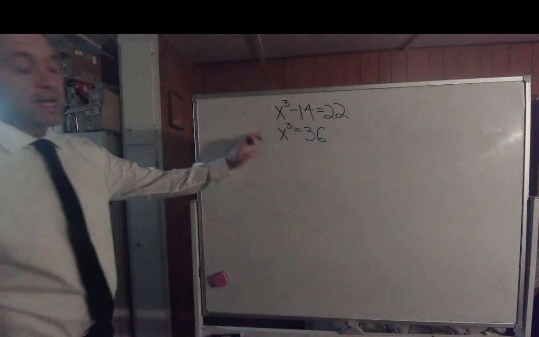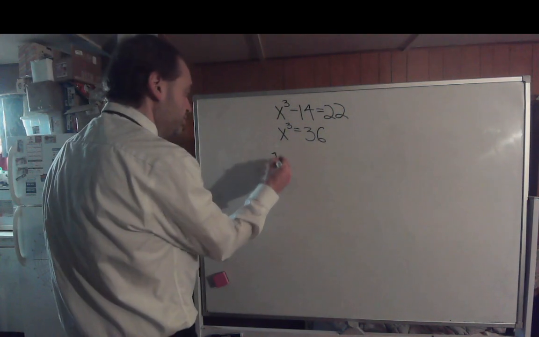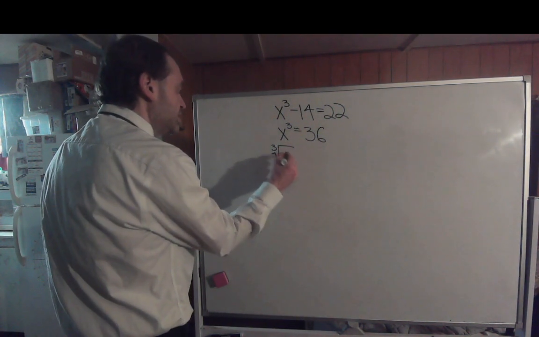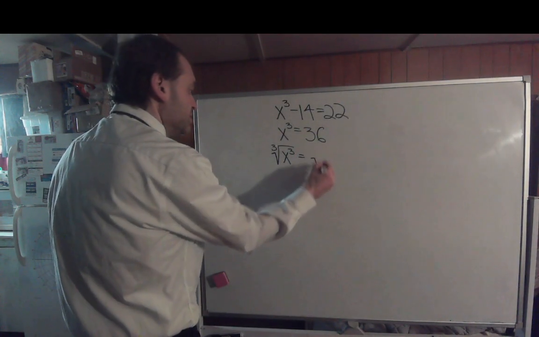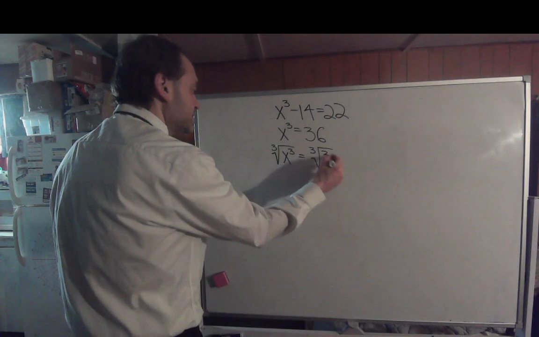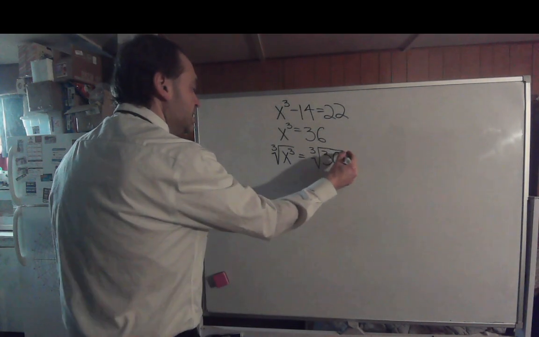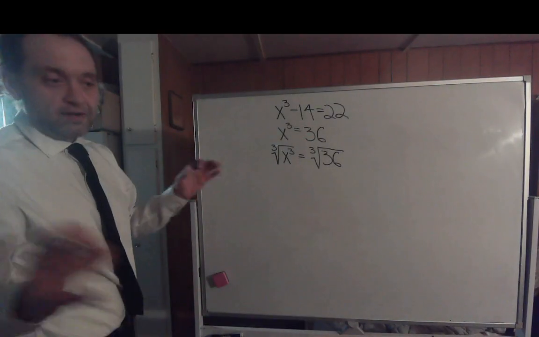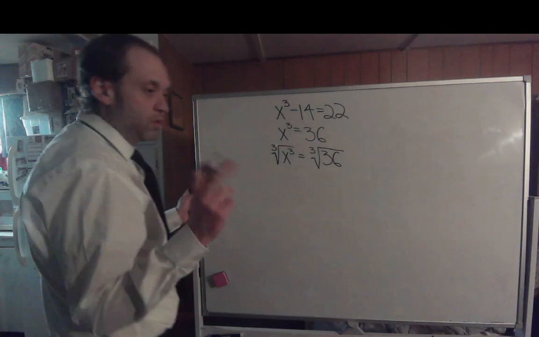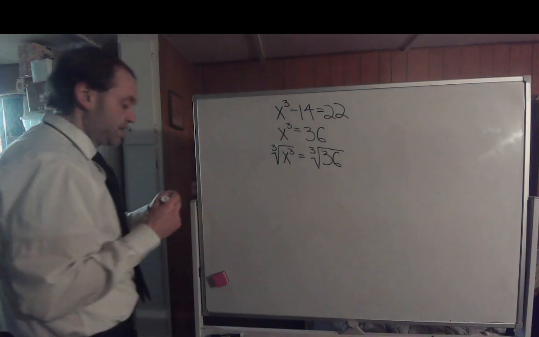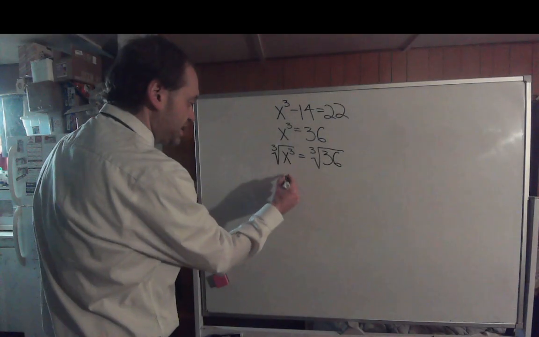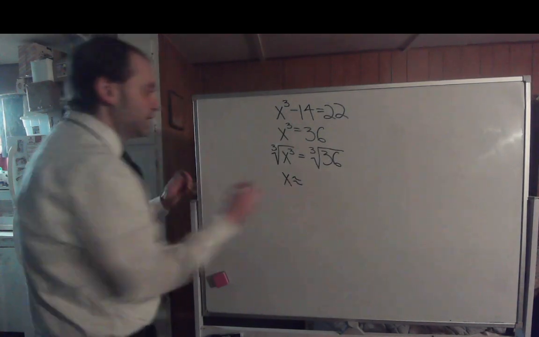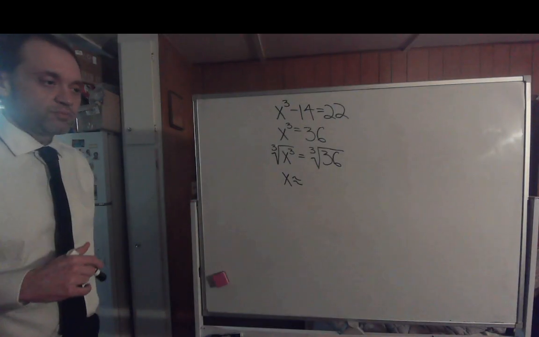Now we just want to get x by itself, so take the cube root of both sides. Cube root of x to the third would equal also the cube root of 36. And since it's an odd power, we have only one real root. So obviously the cube root of x to the third is just x. But what is the cube root of 36 approximately?